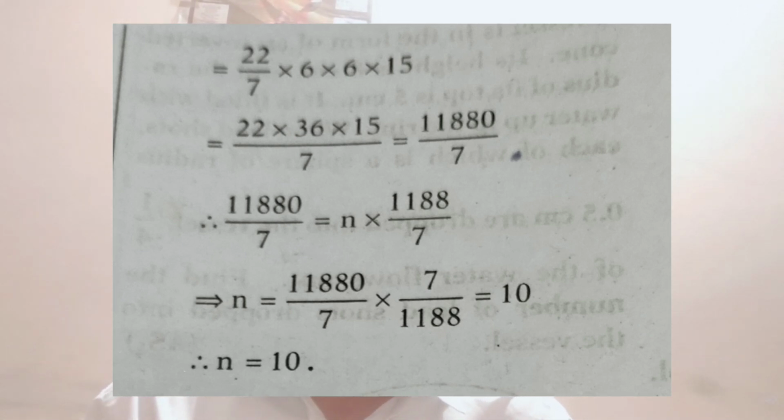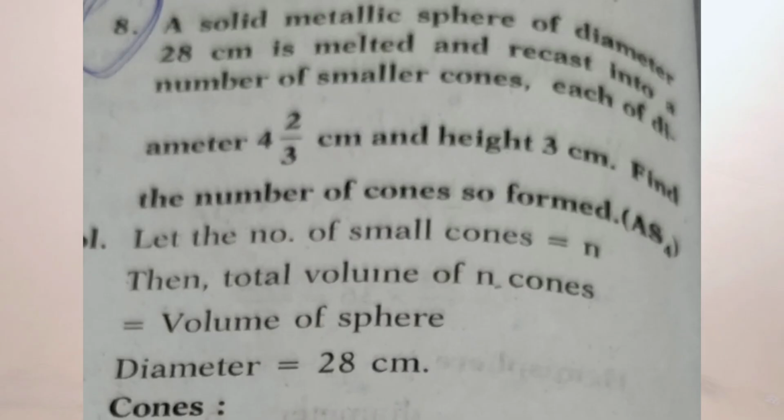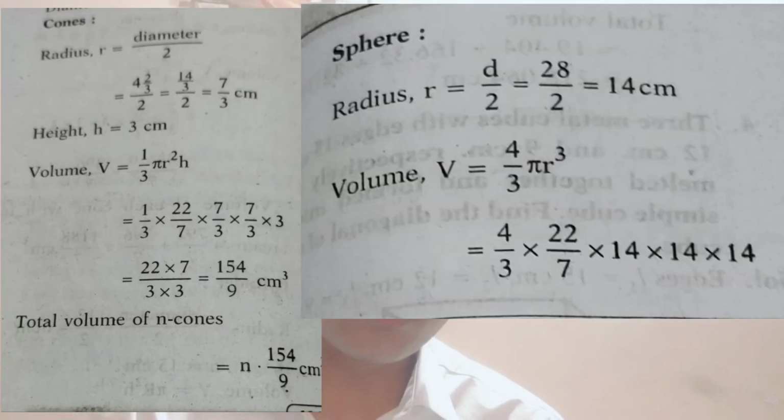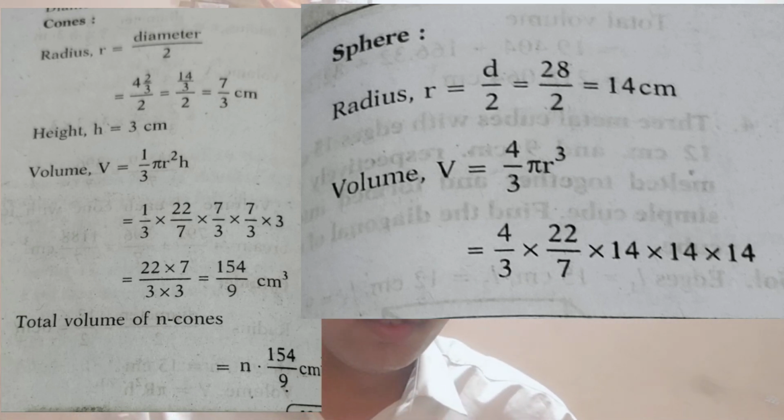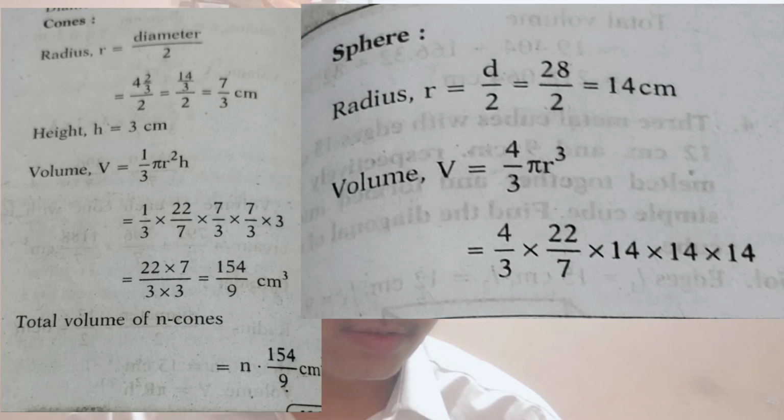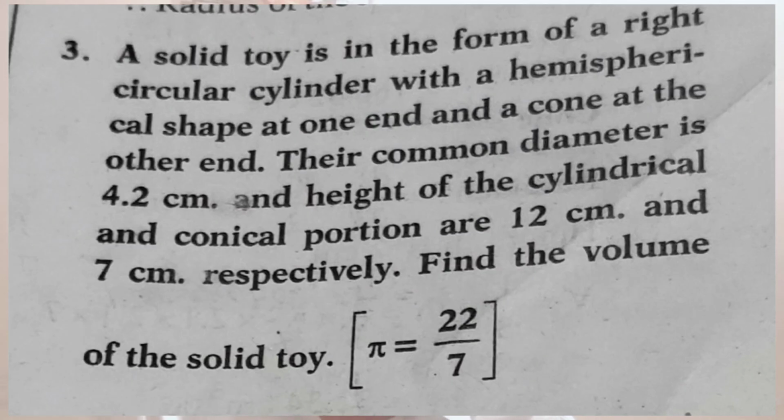And one more important here. A solid metallic sphere of diameter 28 cm is melted and recast into a number of smaller cones, each of diameter 4 2/3 cm and height 3 cm. Find the number of cones so formed. So here also, same type of sums we can see. And next, one more important.